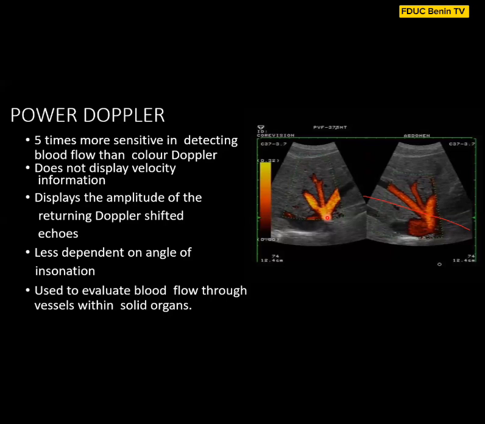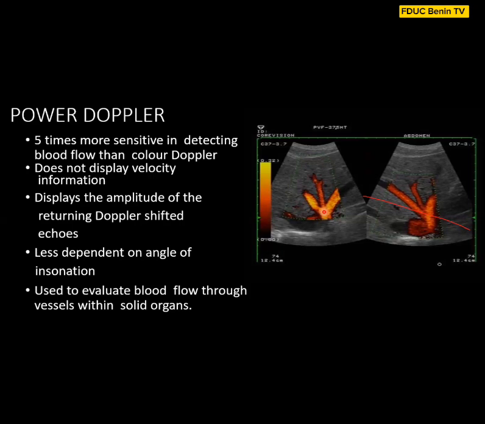This is used when, for example, we want to see a tumor and you want to know the vascularity of the tumor. It's 5 times more sensitive in detecting blood flow than color Doppler. But the only thing is that you will not know whether the blood vessel is flowing to or away from the probe.